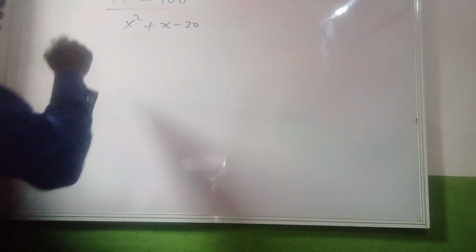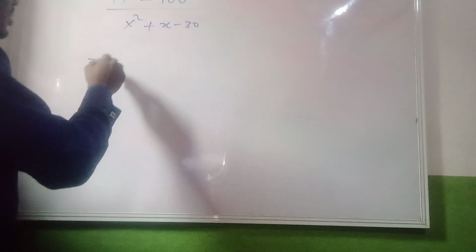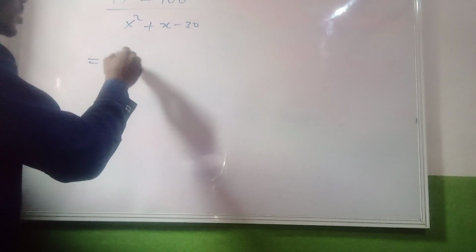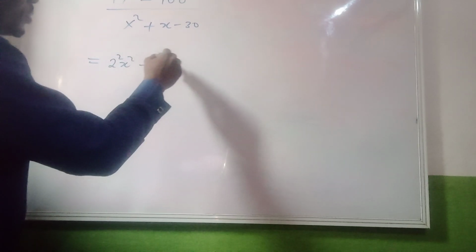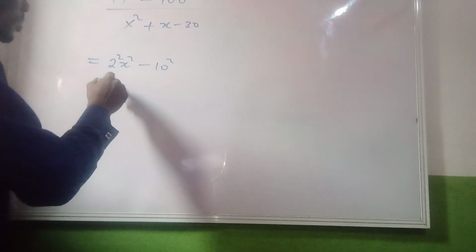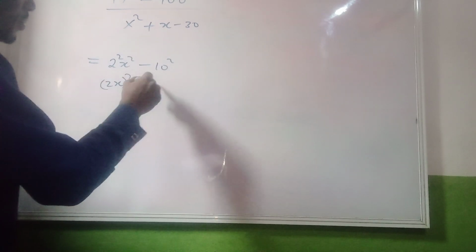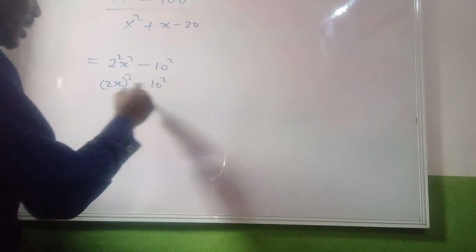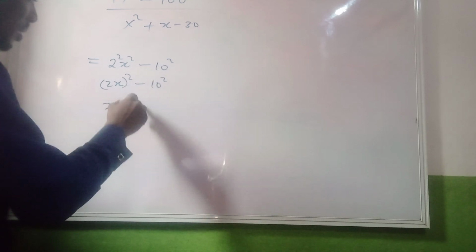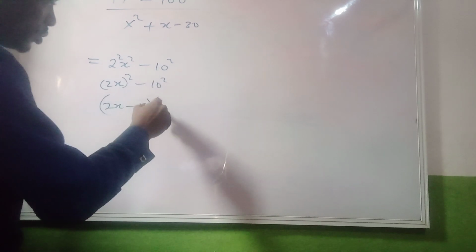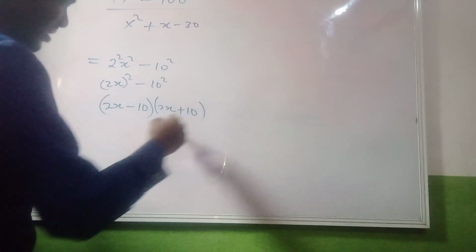We can say this is the same thing as 2 raised to the power 2, x squared, minus 10 raised to the power 2. We go this way: we have 2x all squared minus 10 squared, and this will lead us to 2x minus 10 into 2x plus 10.